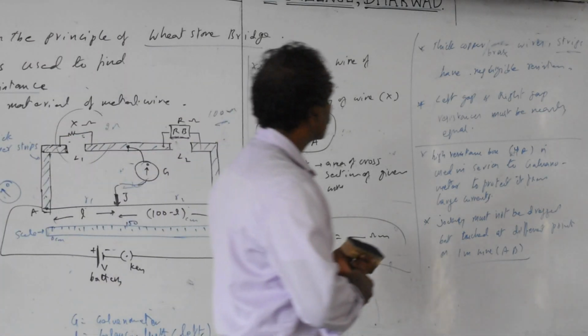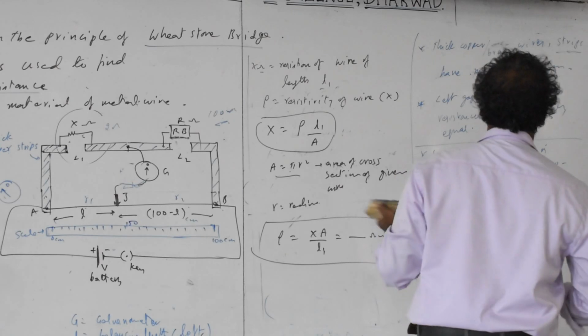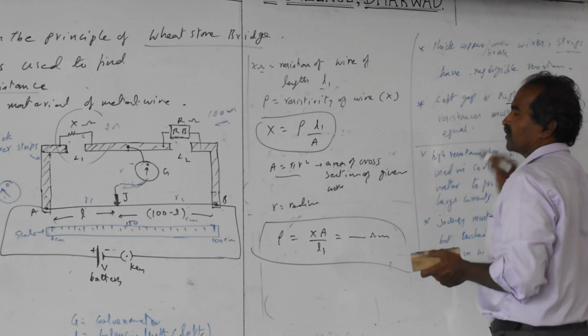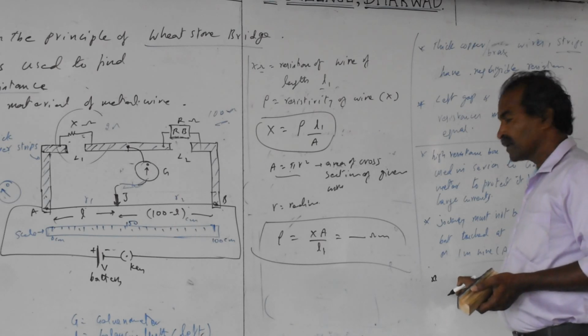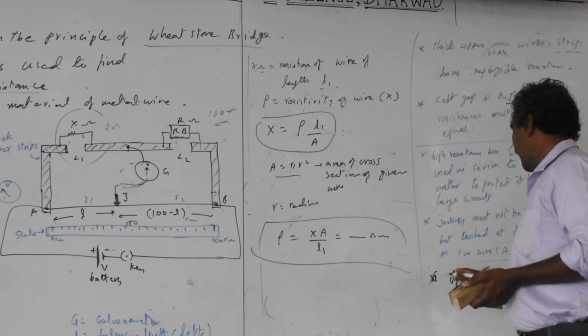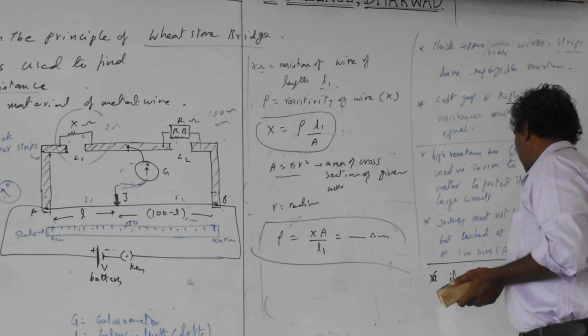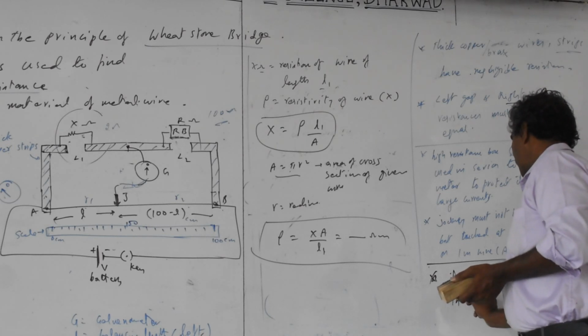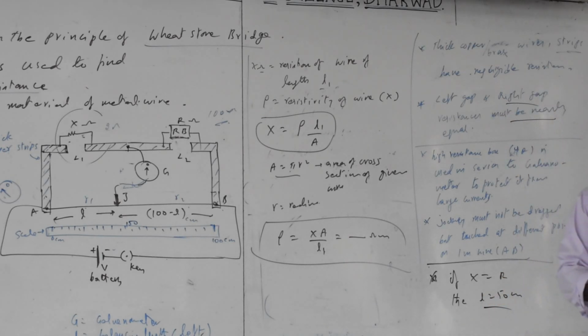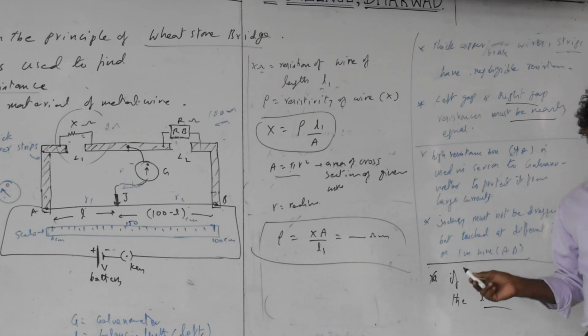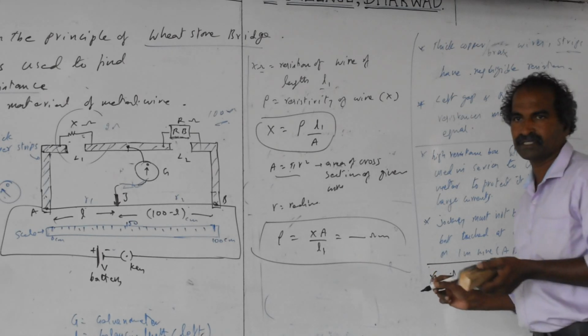Did I mention that the left gap and right gap resistances must be nearly equal? This is the important condition you need to know. If X equals R, what happens? If the left gap resistance X equals the right gap resistance R, then the balance length is 50 centimeters, exactly the midpoint. That is the initial checking of condition you have to do. And the points I told you already: if the jockey touches the left side at A, deflection should be to the left side. If it touches the right side, deflection should be to the right side.